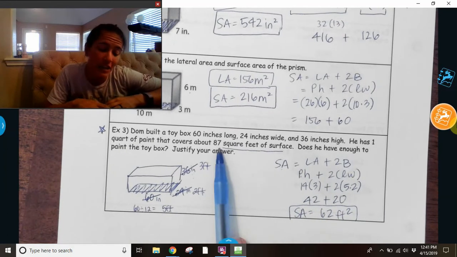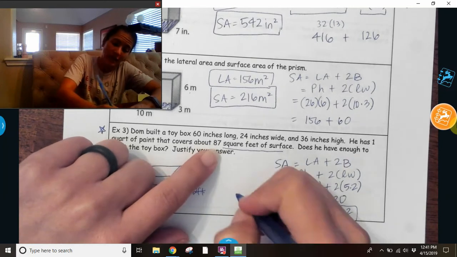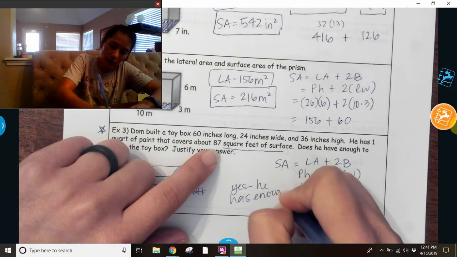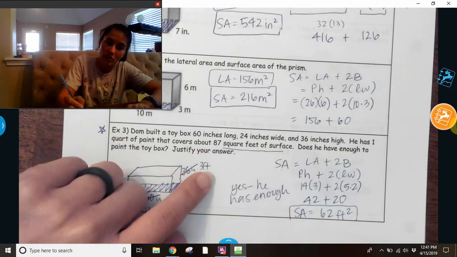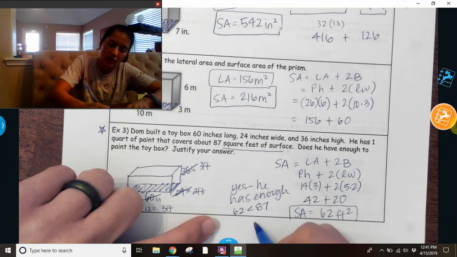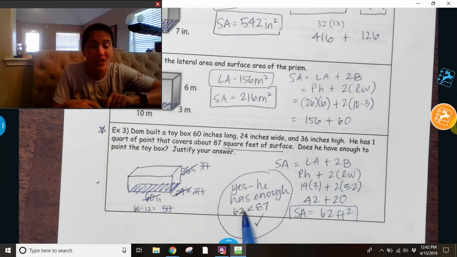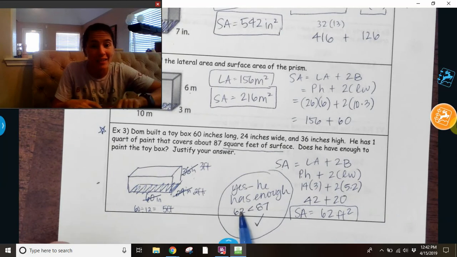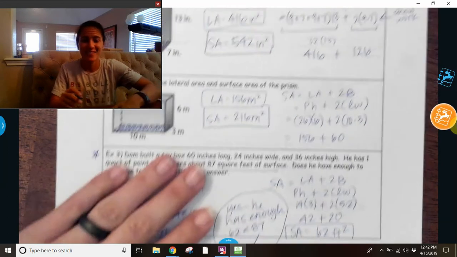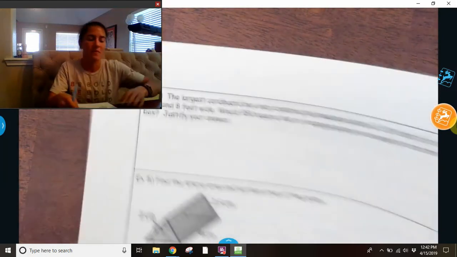And his paint will cover 87 square feet. So does he have enough paint? And the answer is yes, he has enough. And to justify your answer, you need an inequality. 62 is less than 87. So that shows that he has enough because the surface area of the toy box is less than how much 1 quart of paint will cover. Okay, let's keep moving on.